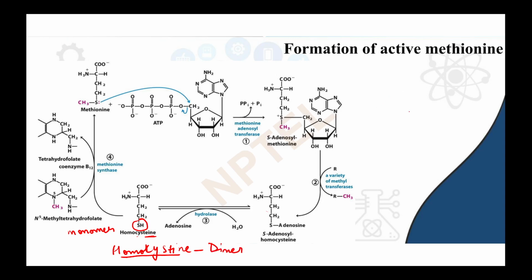What do you mean by dimer? Basically, this whole group I'm writing as R. So we have RSH, right? This is the monomeric form. This can form a dimer with another homocysteine molecule, and this will be homocystine. So this is the difference between homocysteine and homocystine.